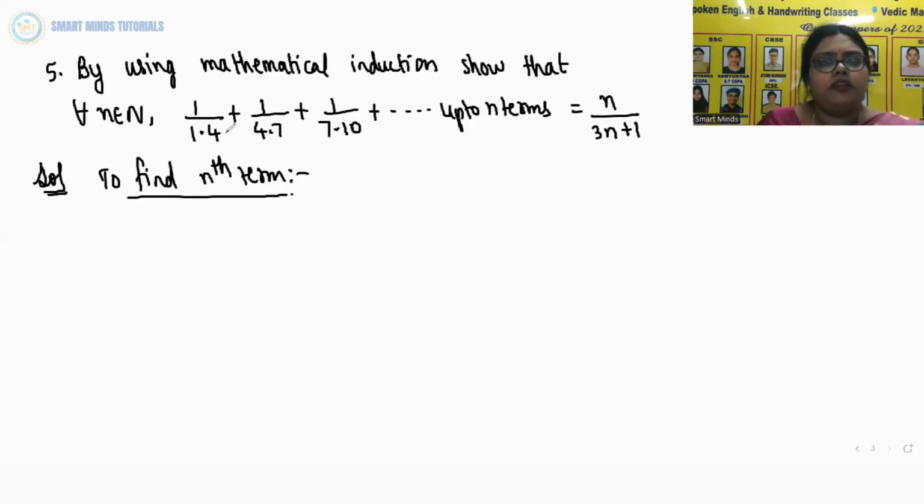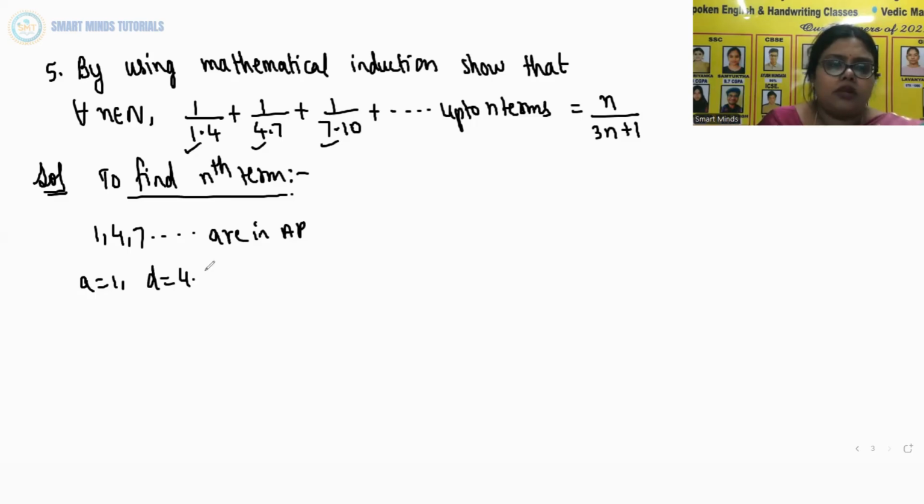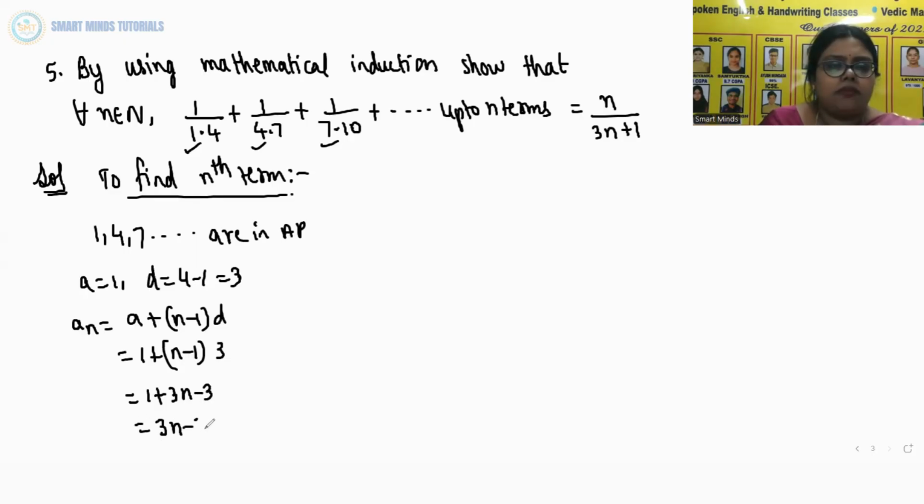In the denominator, you have two numbers in each term. So first let us take the first number. We take 1, 4 and 7. So 1, 4, 7, and so on are in AP. So a = 1, d = 4 - 1 = 3. So the nth term formula is a + (n - 1)d, that is 1 + (n - 1) × 3, that is 1 + 3n - 3, that is 3n - 2.